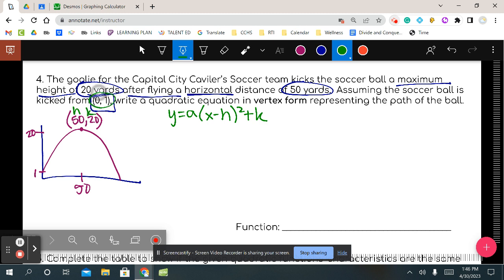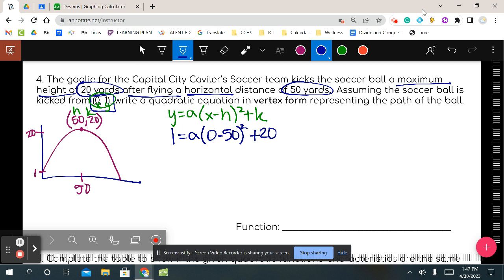That's where this ordered pair they give us comes into account. This is going to be your x and this is going to be your y. We're going to plug those in and then we're going to find our a value. So our y is 1. Our a we don't know, so we're going to keep it as a. Our x is 0 minus my h, which is 50, squared, plus my k, which is 20.